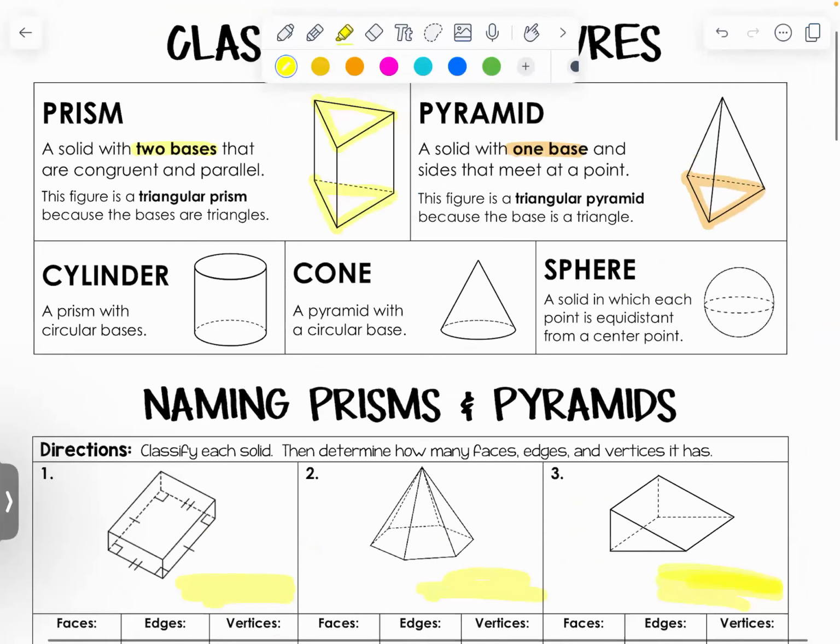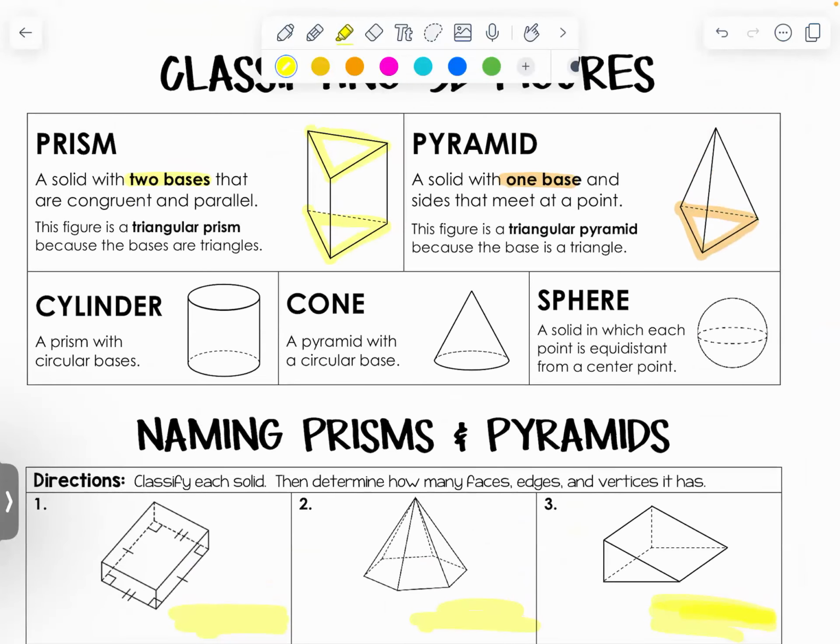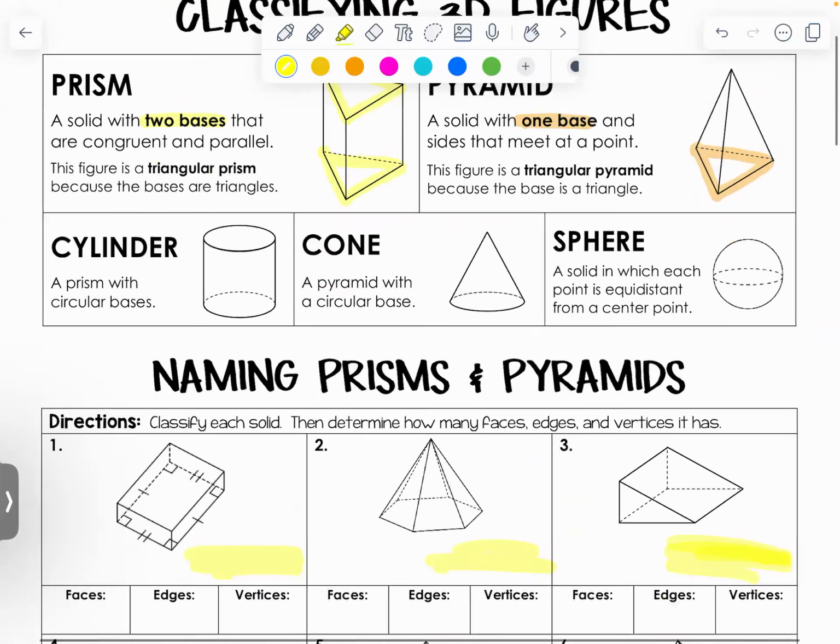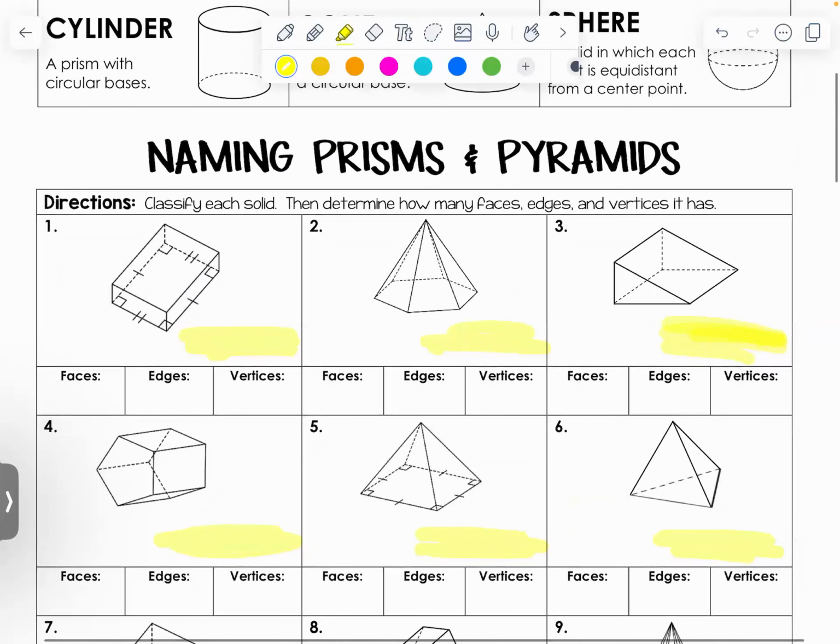So this is a triangular prism. It's laying on a rectangle. You turn it on its side. It would still be a triangular prism, like the tent, because the two bases are triangles connected by rectangles. I just didn't know if the orientation mattered. This one would be a pentagonal prism.